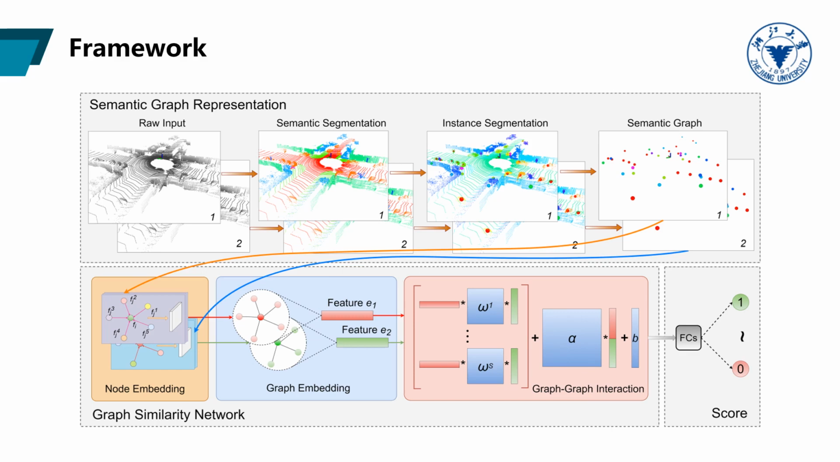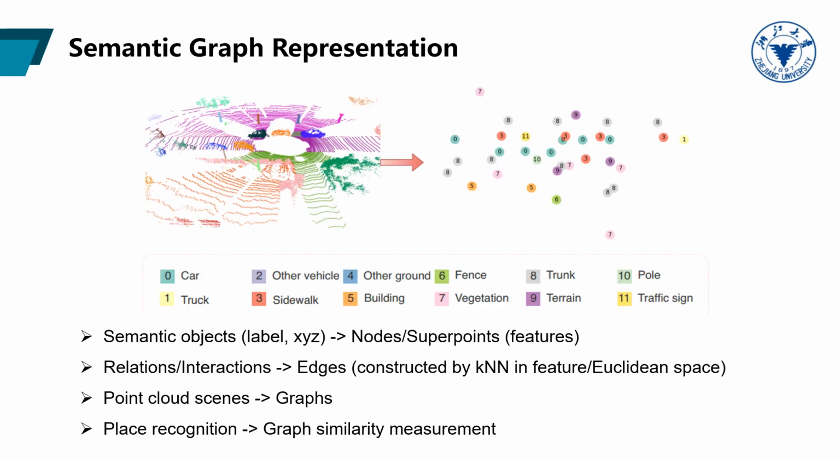And finally, after a few fully connected layers, we can get the similarity score of the input two point clouds. As we can see, semantic objects are represented by nodes or superpoints. Their semantic labels and coordinates are reserved in the node feature. Their relations or interactions are transformed to edges, constructed by KNN in both feature and the Euclidean space. We can regard the point cloud scenes as graphs, and the place recognition is modeled as graph similarity measurement.